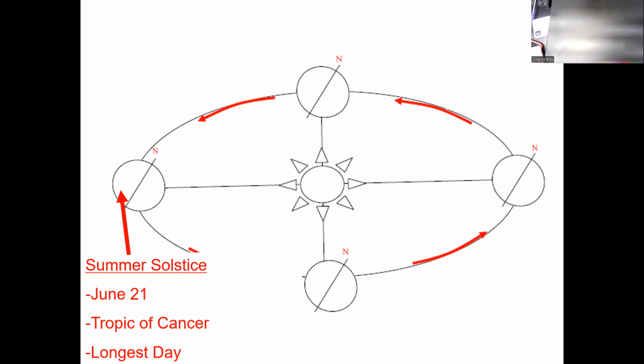I did put an arrow pointing to this one, so make sure you know which globe you're talking about. So Jeff, yeah, add an arrow to yours pointing to this globe. Okay. Summer solstice, you have to memorize the date. It is June 21st.